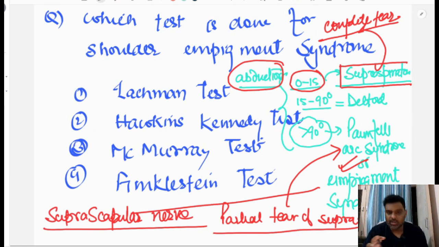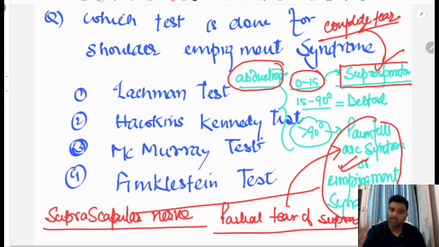Now, complete tear of supraspinatus will lead to the 0 to 15 degree abduction problem, and painful arc syndrome or impingement syndrome will be there if there is a partial tear, or if there is a calcification in old age in the supraspinatus, or there is tendinitis of supraspinatus. All these will lead to painful arc syndrome or impingement syndrome, and complete tear will lead to initial abduction problem. Now, Lachman test. We will study this.